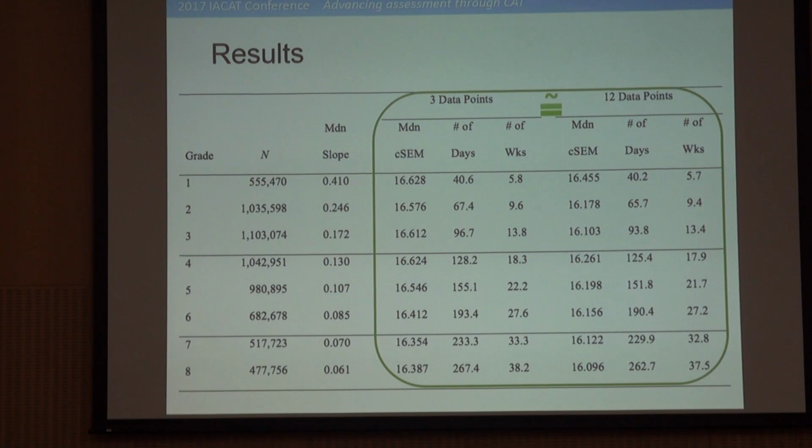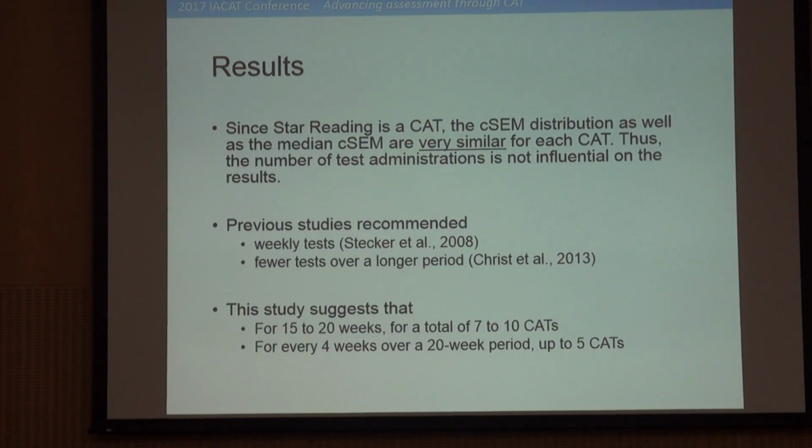So, you don't really need bi-weekly or weekly tests, because the CAT is really sensitive enough to capture the progress without loss of error. So even 3 or 4 examinations per year, or maybe per semester, should be good enough to capture student growth precisely. And again, since it's a CAT, this is not a surprising result. The median CSEM values, like I said, are very similar for each CAT. And that's why the number of test administrations is not really influential.